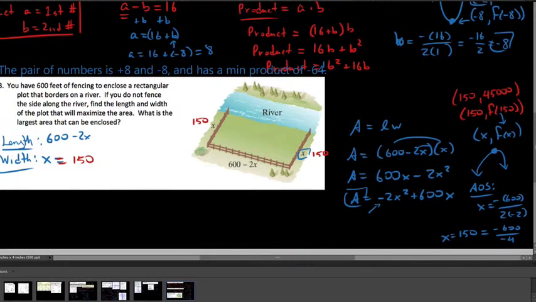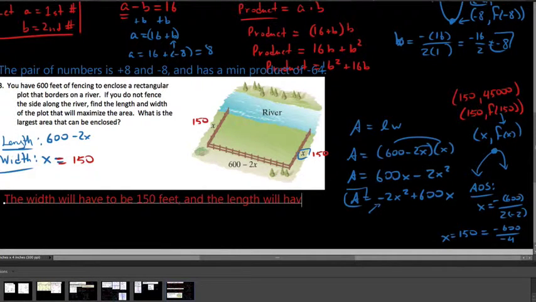But what we found out was essentially this. We found out, first of all, the width will have to be 150 feet. Now, what would the length be if we know that the width at our maximum area would have to be 150 feet? Well, it would be 600 minus 2 times 150. In other words, if this is 150 plus 150 and that adds up to 300, then this is 600 minus 300. So we would say the length is 300 feet, and it will produce a max area of 45,000 square feet.